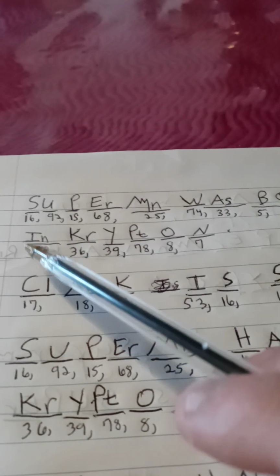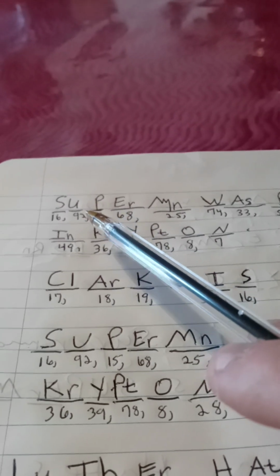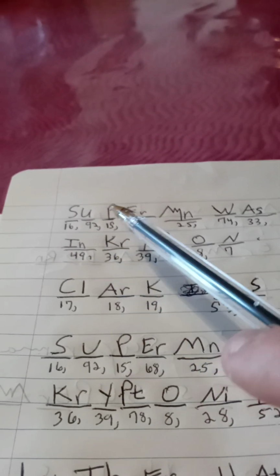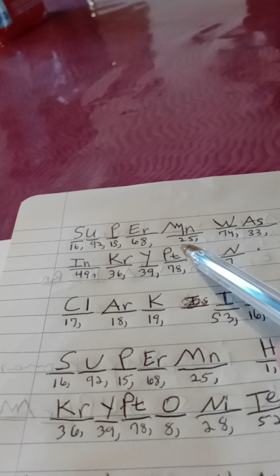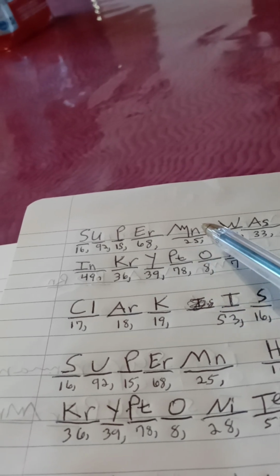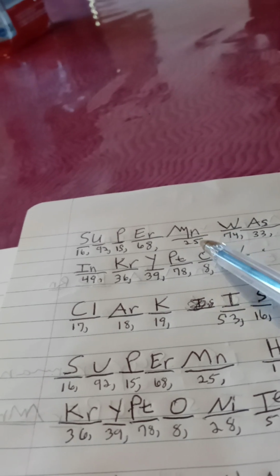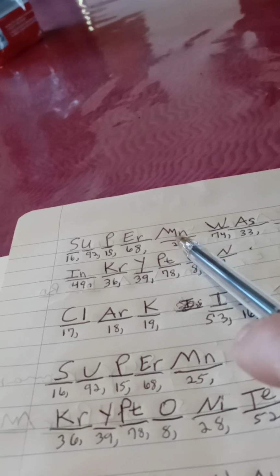You got the capital S for Superman. You got the capital U for uranium. You got capital P for phosphorus. You got the capital E and a small r for erbium. And you got the capital M and a small n for manganese. And if you can see Superman, I took away the A so I can fit it into the periodic table of elements. So MAN is now MN.